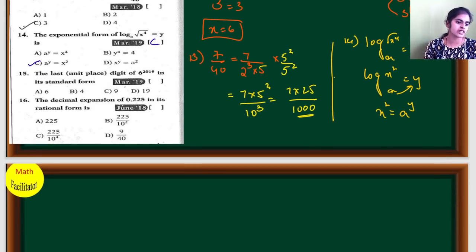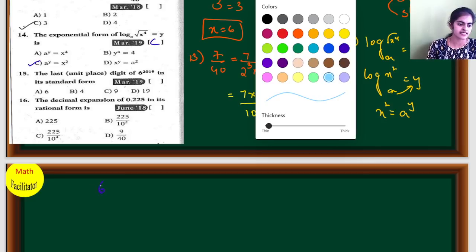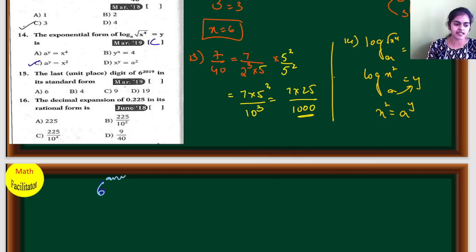The last digit in 6 power 2019. 6 raised to the power of any number will always end in 6. The last digit will be 6. So the answer will always be 6.